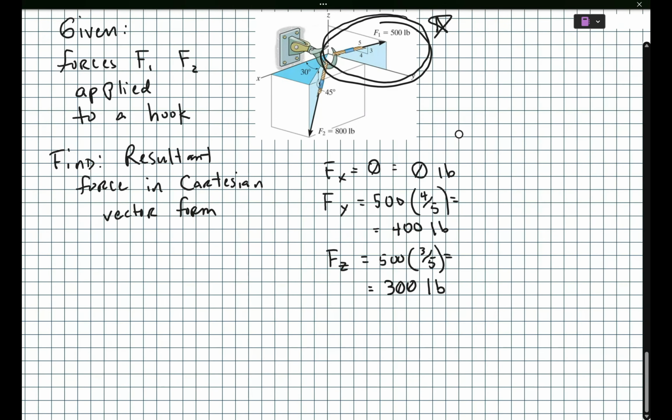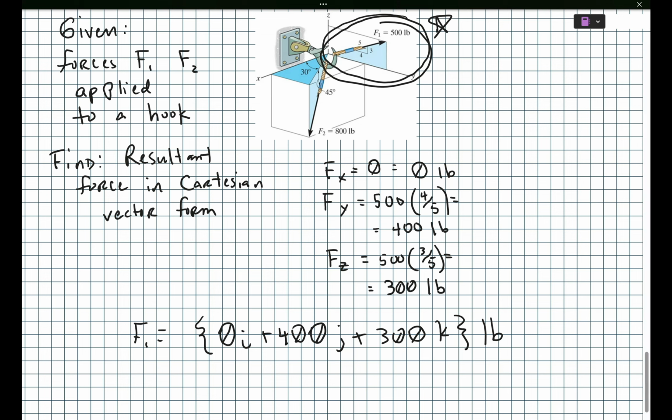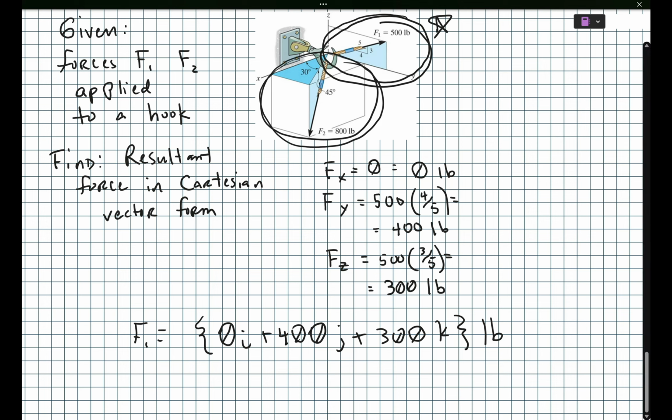All right, so the next thing we can do is now write F sub 1 in our Cartesian vector form, right? Don't forget the units. So that's going to be 0i plus 400j plus 300k, and this was all in pounds. All right, so then we're going to resolve the next one, which is F sub 2.